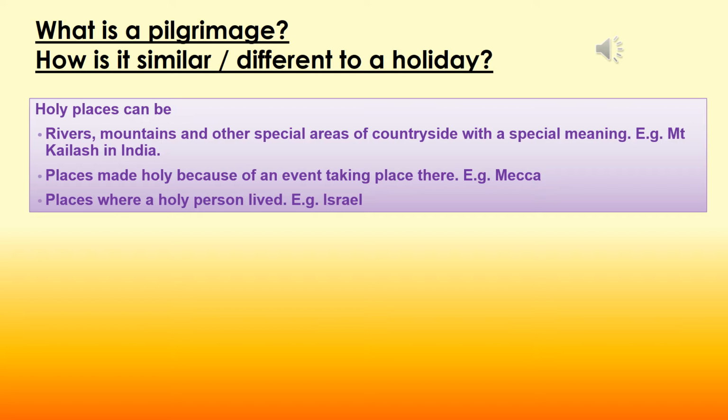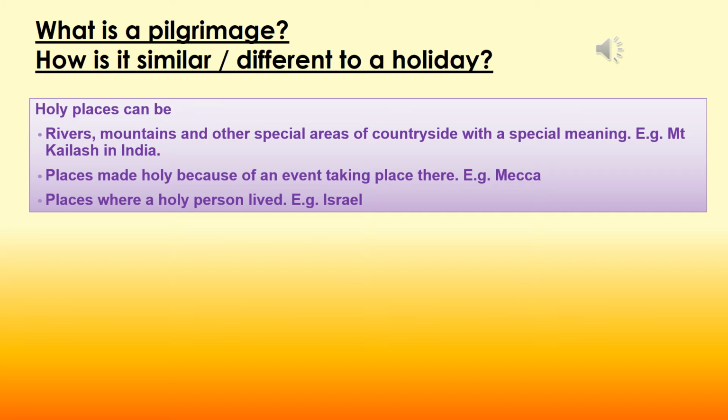Some places that are pilgrimage locations have been made holy, so to speak, because of events that take place there. So, for example, Mecca is a pilgrimage location for Muslims, and it is seen as a holy place because of the origins of Islam being there, and also now because regularly the Hajj pilgrimage takes place there every year.